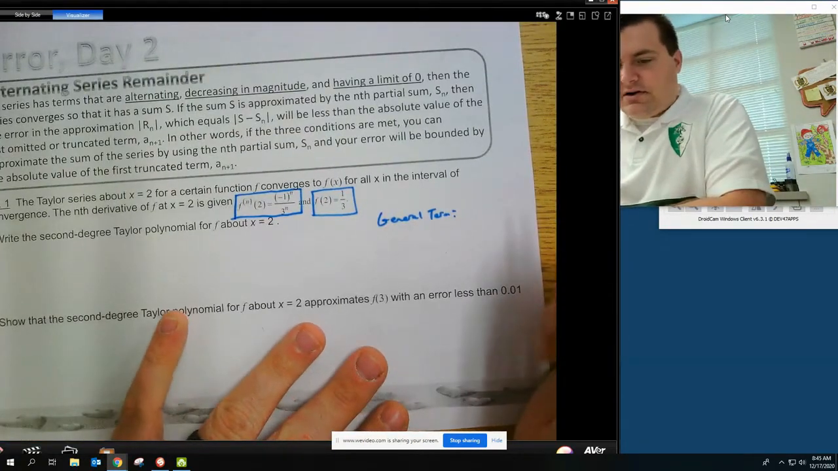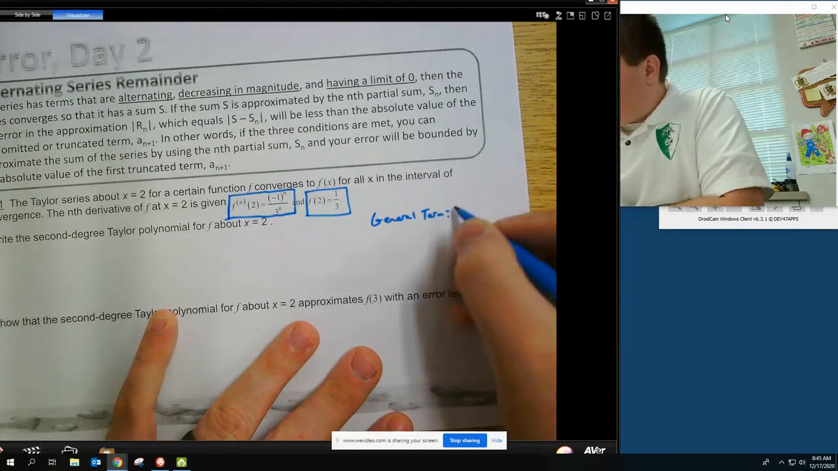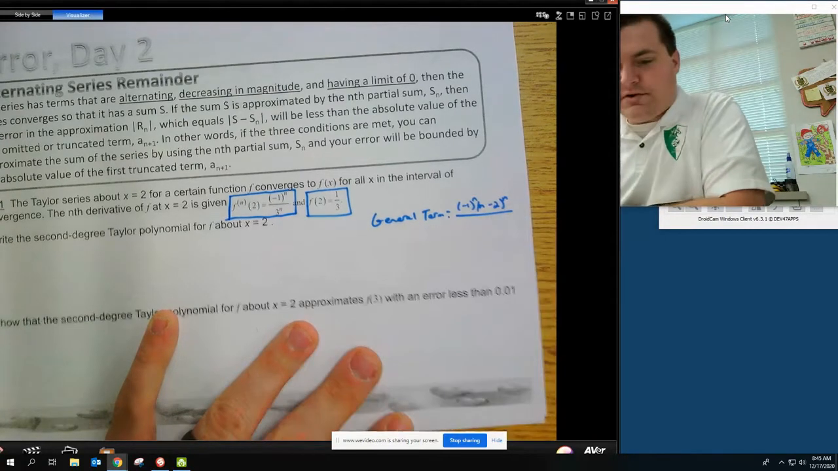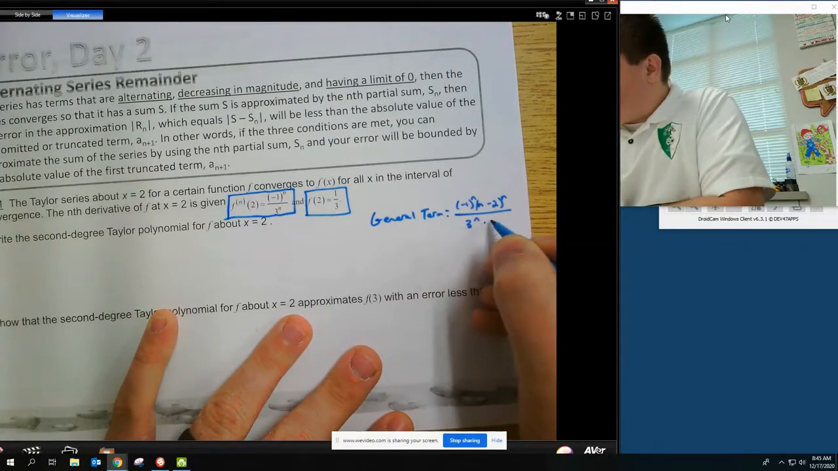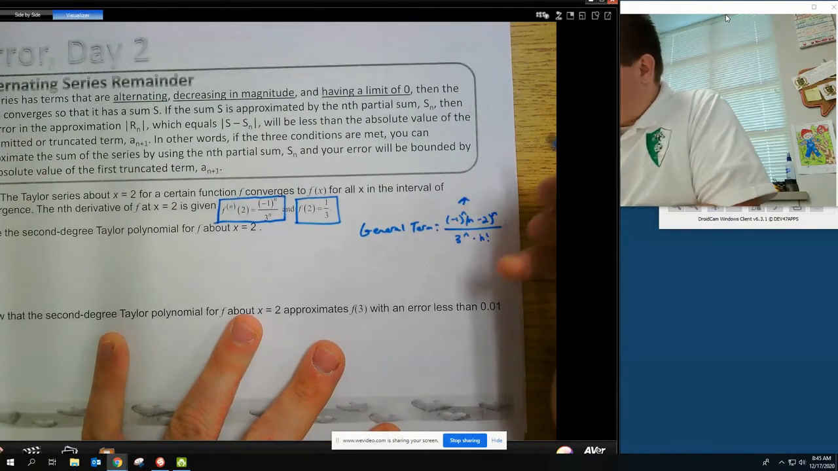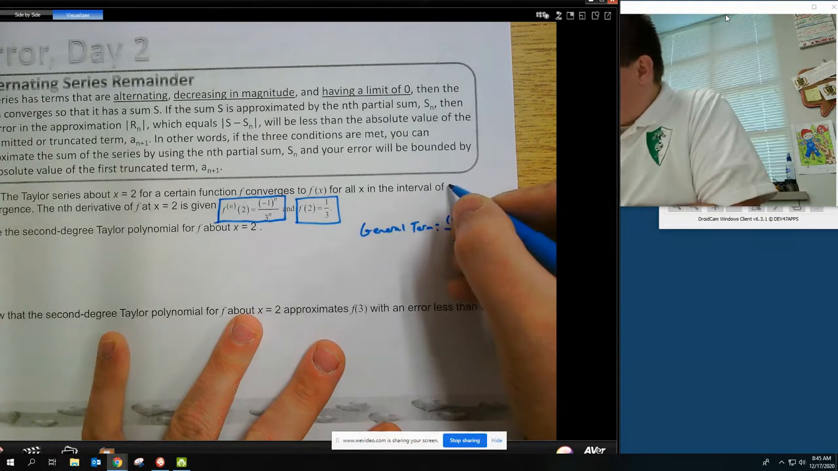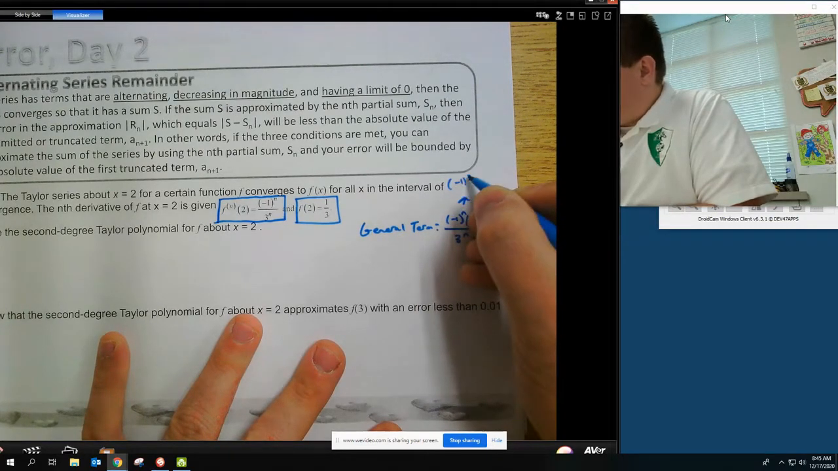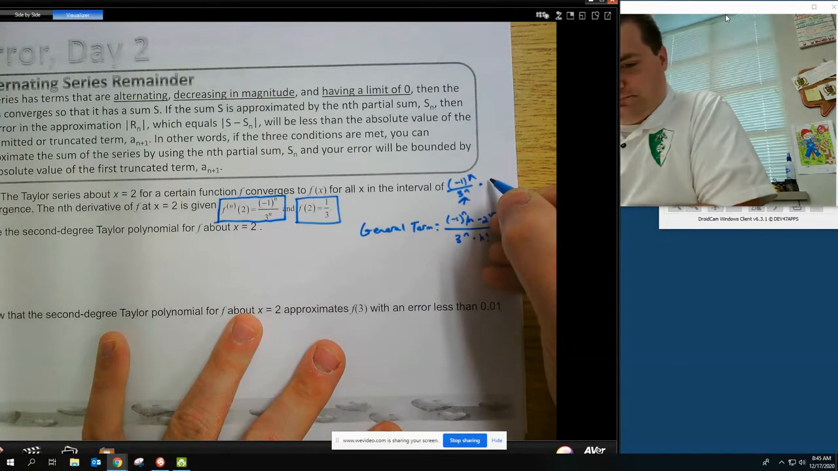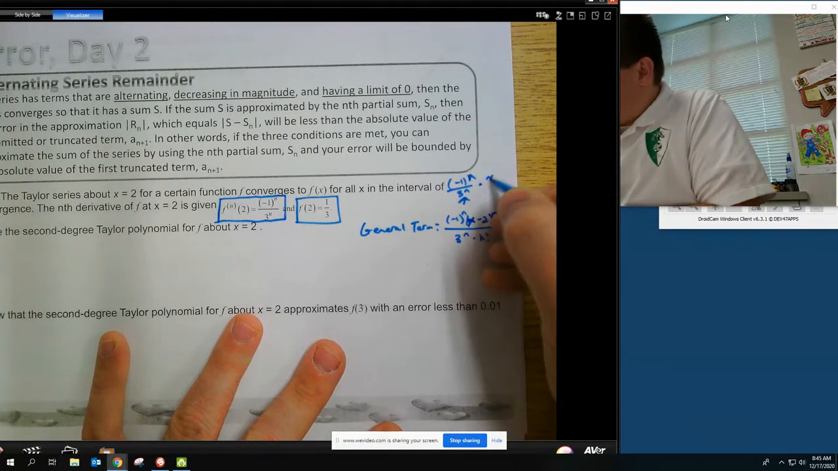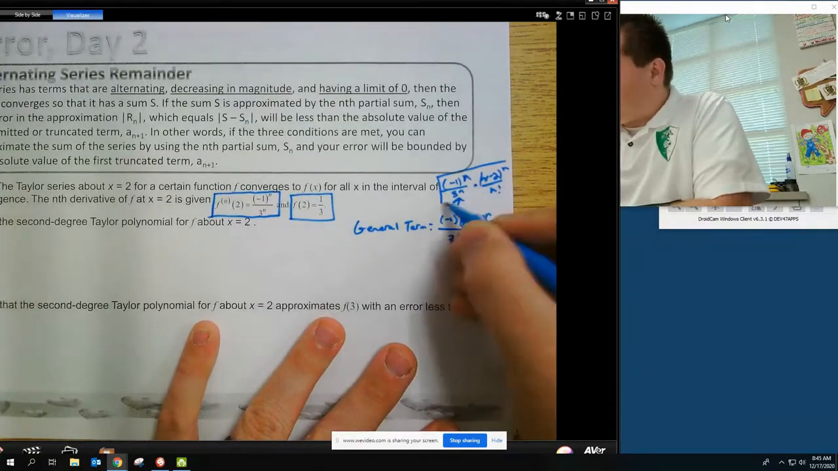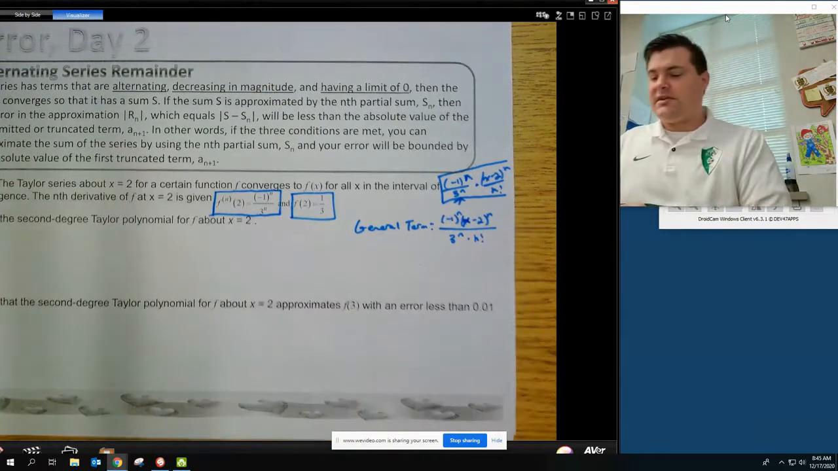My general term here is, again, this is alternating. So I'm going to get -1 to the n times (x minus 2) to the n all over 3 to the n times n factorial. That's my general term. Maybe I write it like this so it doesn't look as confusing. It's really just this times x minus 2 to the n all over n factorial. Probably should have written it like this first. This is a little easier to understand because it's taking the derivative times whatever term we're on.